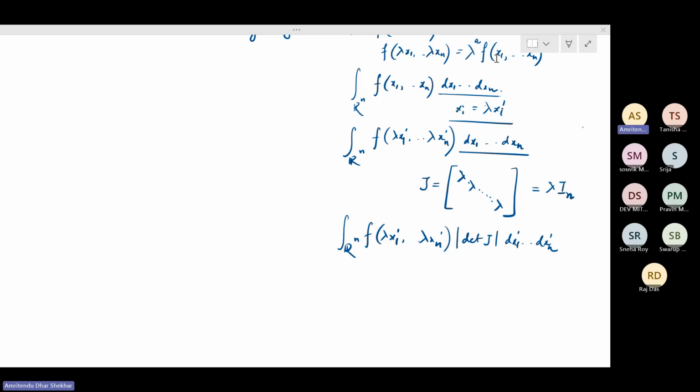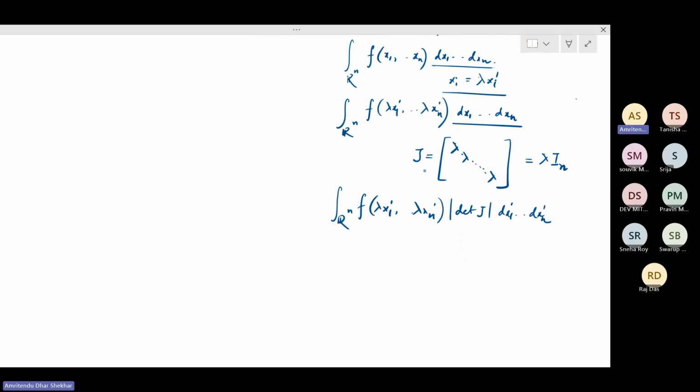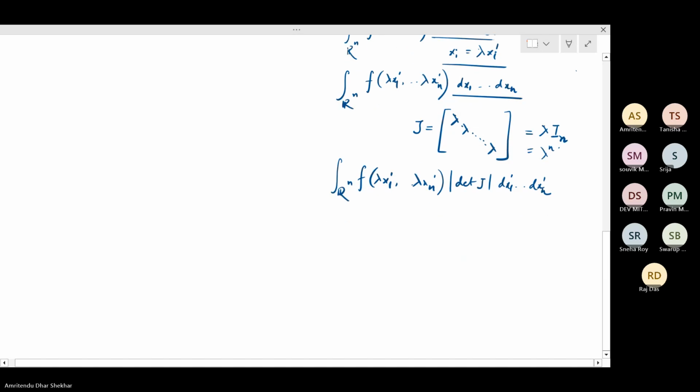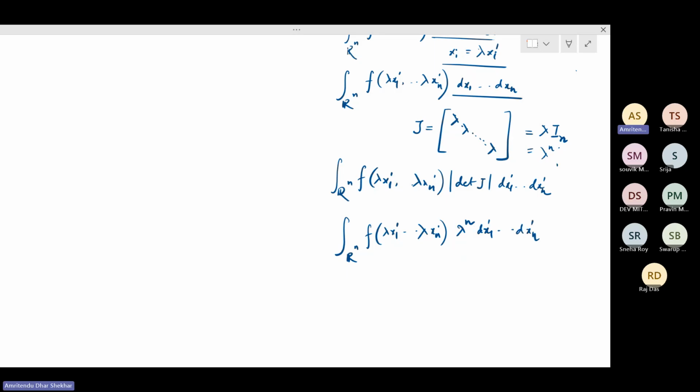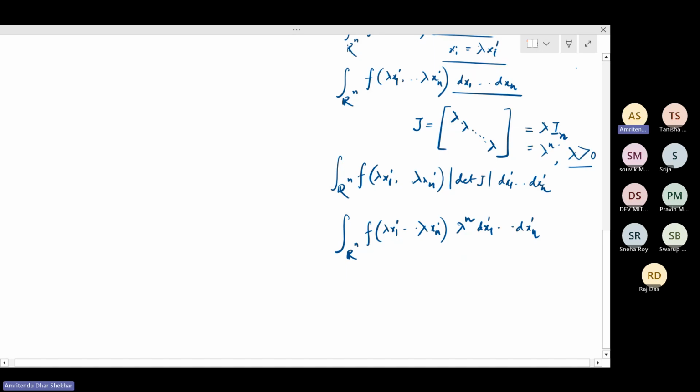Yeah, sorry. Let's continue. Right. So the determinant of J, well, what is it? It is equal to lambda to the power n, right? So this becomes equal to integration over Rn of f of lambda x1 dash up to lambda xn dash times lambda to the power n, dx1 prime up to dxn prime. Assume lambda is positive. So you're not putting a mod sign over here.